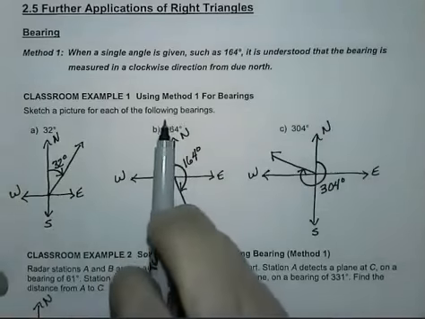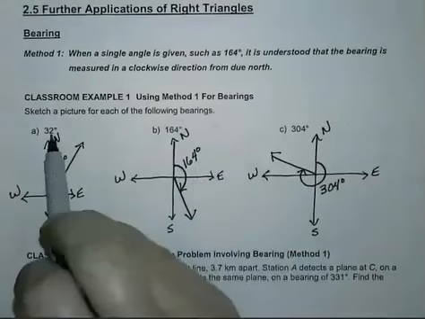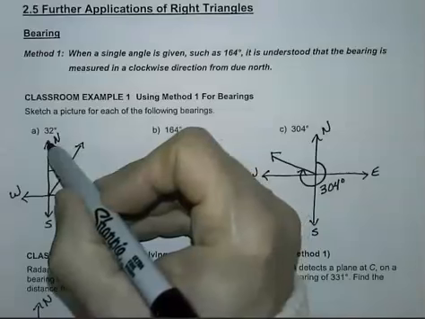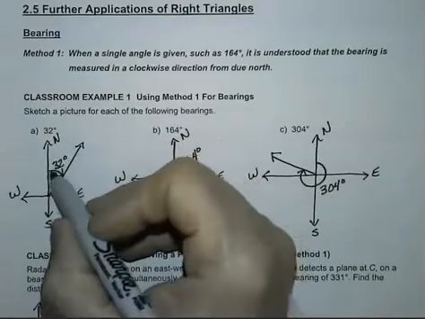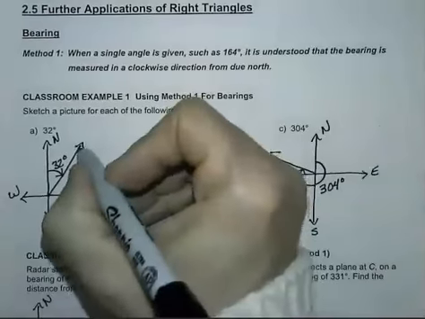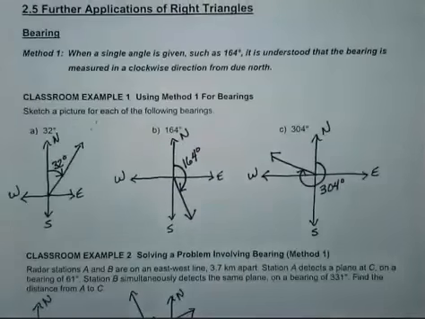Here are some examples of using method 1 for bearings. If we have a bearing of 32 degrees, that means we're going to start from due north and go clockwise 32 degrees. So that gets us to right here. The direction we'd be going would be this direction.